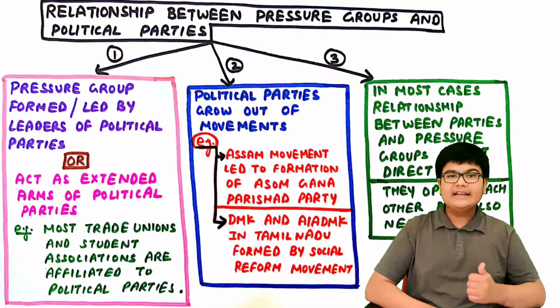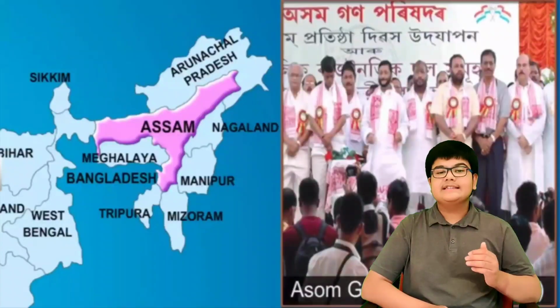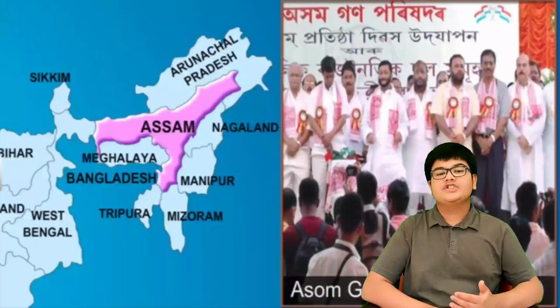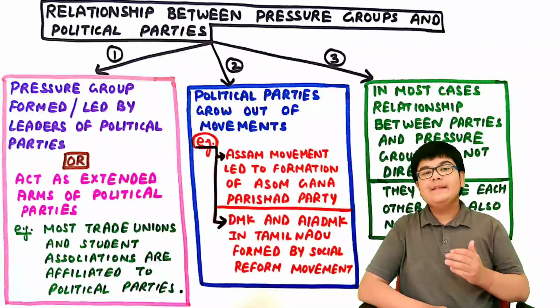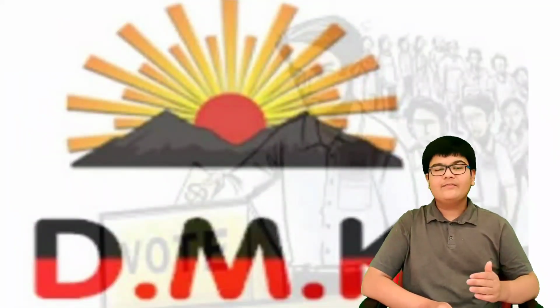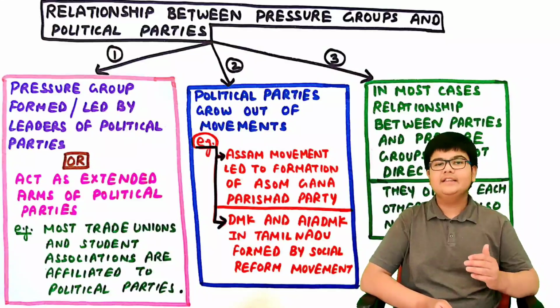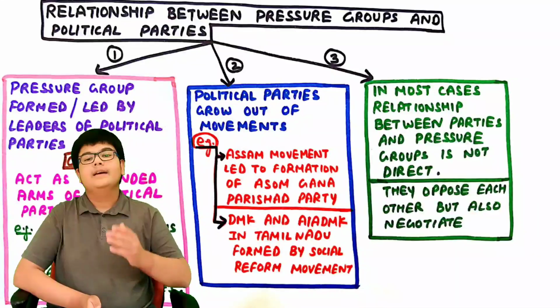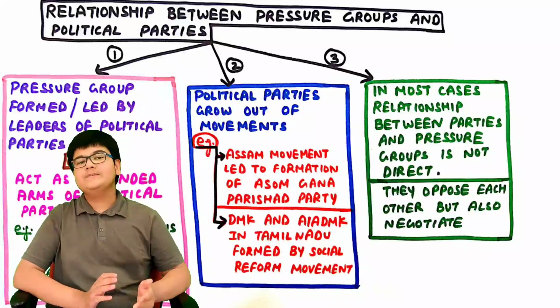Second, political parties grow out of movements. For example, the Assam movement led to the formation of Assam Gana Parishad Party. And similarly, DMK and AIADMK parties were formed in Tamil Nadu after the social reform movement in the 1930s and 1940s. Third, in most cases, the relationship between parties and pressure groups is not direct. They oppose each other, but they also try to negotiate with each other.